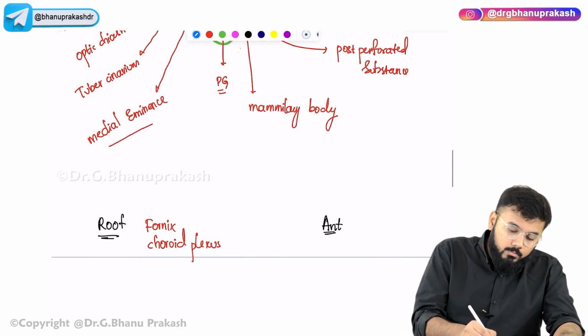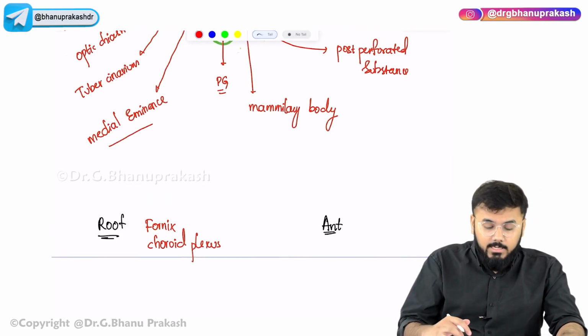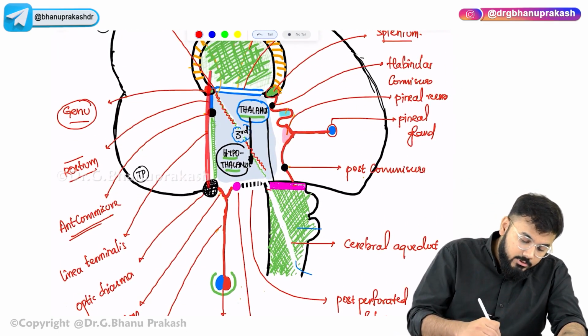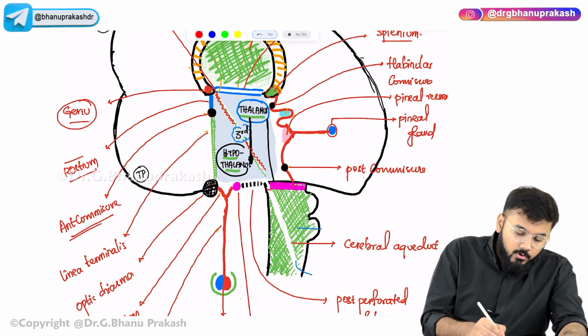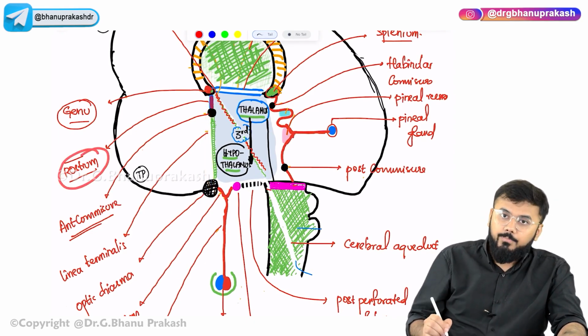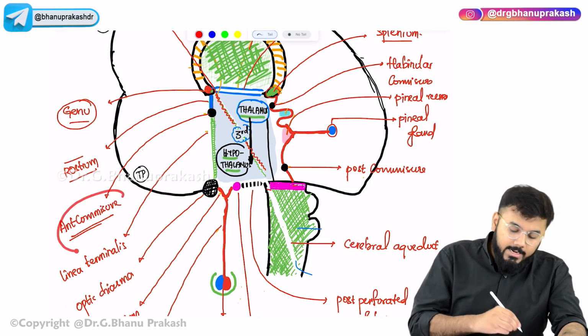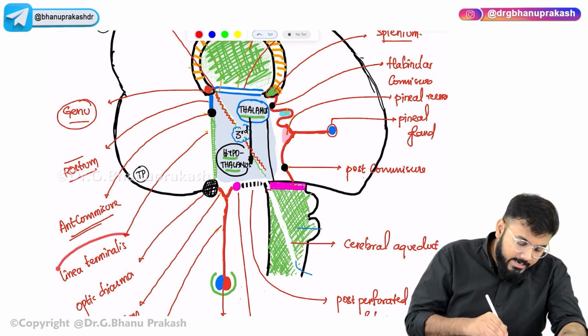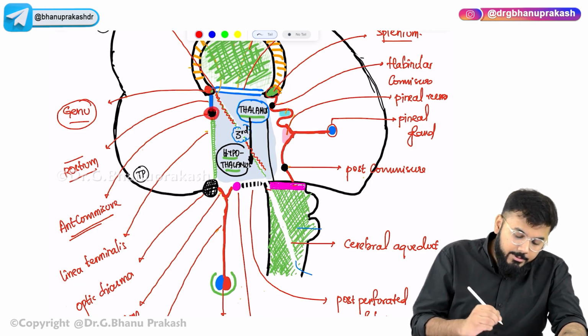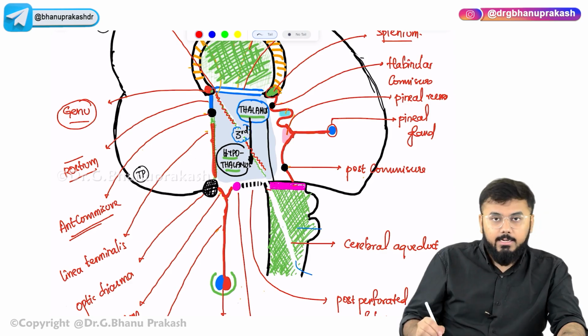Okay. Now, what are the structures that are forming the anterior wall? What is anterior wall? See, this is your anterior wall. Now you tell me, what is the first important structure here that is forming the anterior wall? That is your rostrum. After that, what will be there? Anterior commissure. After that, what will be there? Linea terminalis. You see, this is rostrum, this is anterior commissure, and this structure is linea terminalis.